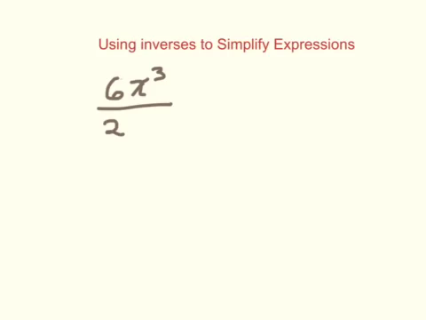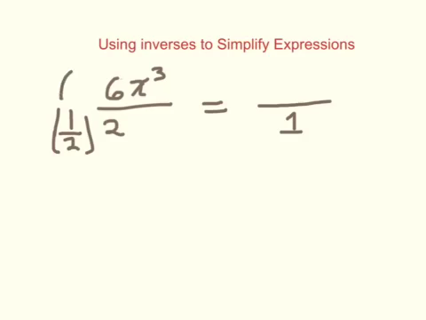Here's an example of using the multiplicative inverse or reciprocals, same thing, to simplify an expression. We have 6x cubed over 2. And we want to simplify that, and what we do is we multiply the top and the bottom by the reciprocal of this to turn this into a 1. We're going to turn this into a fraction that has a 1 down here instead of a 2. Well, the way you do that is you multiply the top and bottom of the fraction by the reciprocal of 2, or the inverse of 2, to turn that 2 into a 1. So that means you multiply by 1/2.